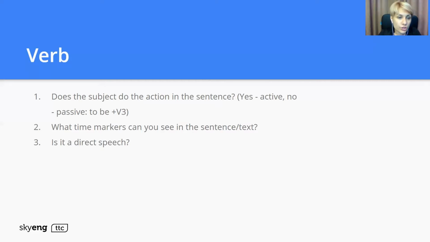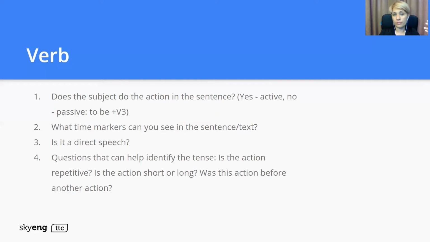And there are many other questions that you can think of, such as, is the action repetitive? Is the action short or long? Was the action before another action? As many questions as you can ask about tenses can be used here just to make our students remember them better.